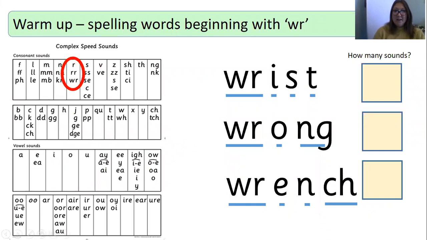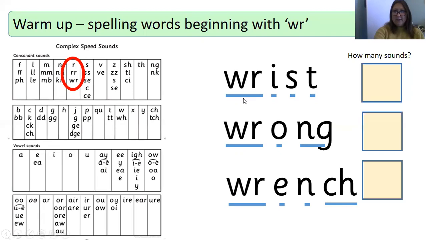For our warm-up today, we are going to be looking at words spelled with r. Can you see that I've circled it on the complex speed sound chart? We've got some special friends today. Can you spot them in our words? Today, we're going to read the words. We're going to be doing our dots and dashes and counting how many sounds there are in each word. This is going to help us learn to spell them later in the week. Let's read our first word on the screen.